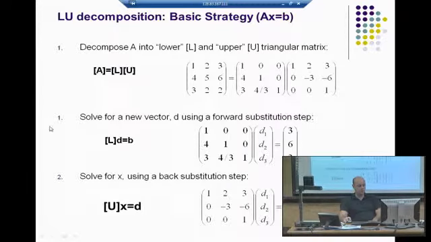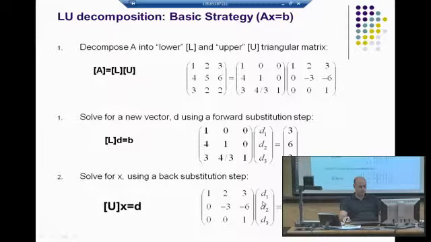Then what you do is you solve L times D equals B. I think you can imagine that this step is relatively easy because you can just say 1 times D1 equals 3 and you get D1. Then you use D1, plug it into there and you get D2. Then you use D1 and D2 and you get D3. Well, that's great. So you got your D.